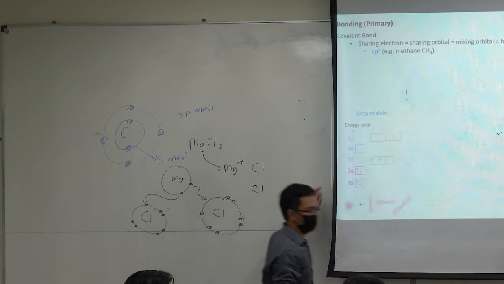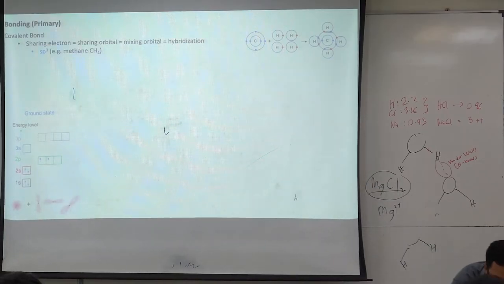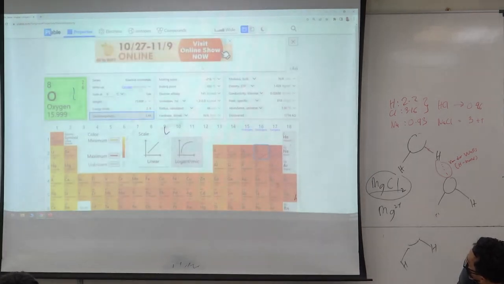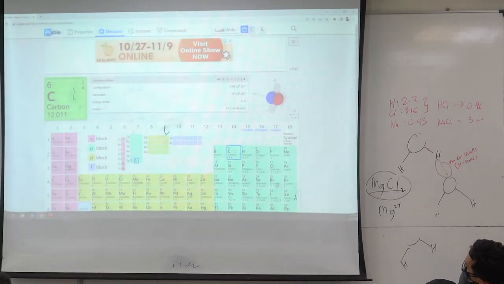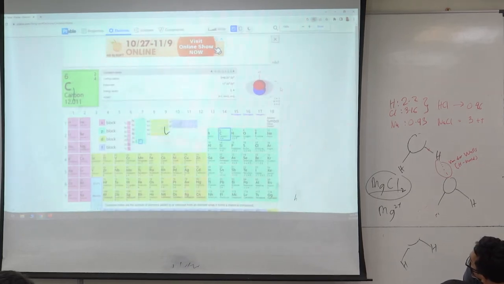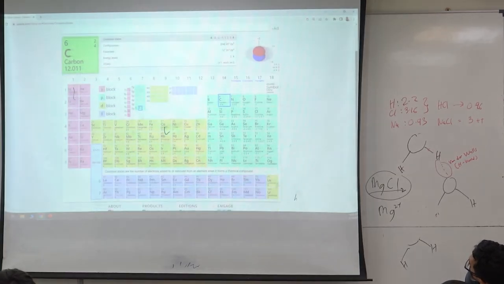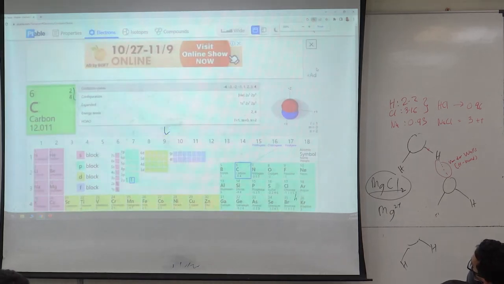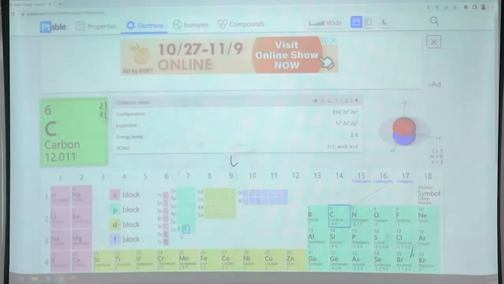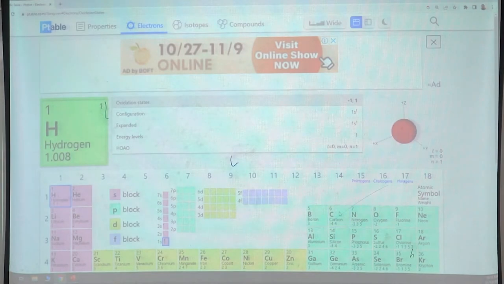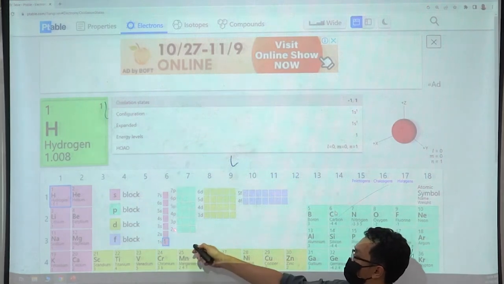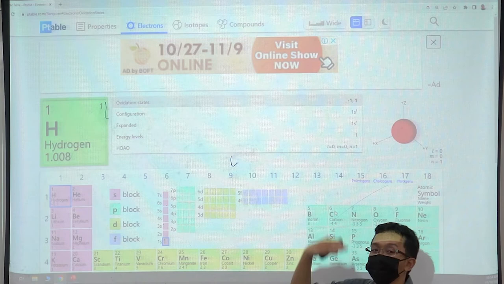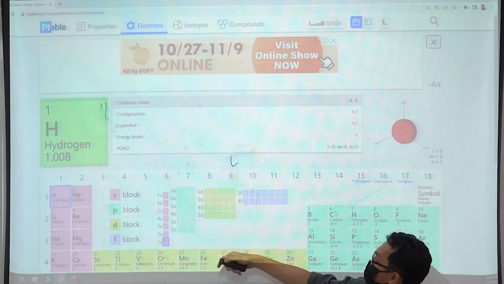What does it mean here? I can show you. It's not clear, I'm not sure whether you can see or not, but go to electron and then go to carbon. Let me make it bigger. So this thing, carbon. Carbon is number 6. In order to do the electron configuration, you do like this. You can see the s orbital is lower than the p orbital, meaning that p has a higher energy orbital than s. And then d, and so on.